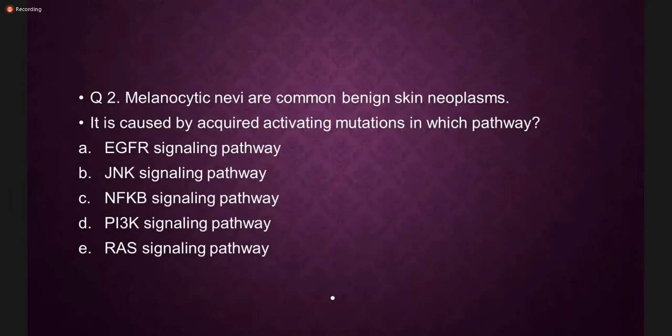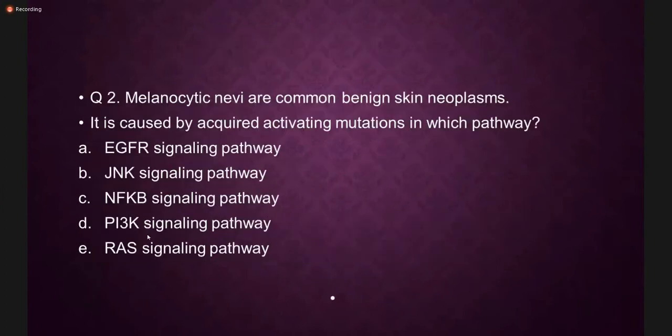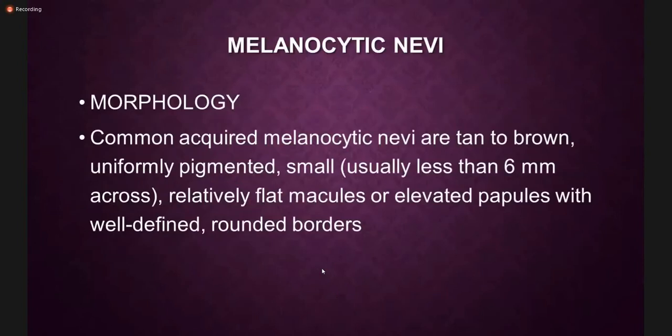So the second question is, melanocytic nevi are common benign skin neoplasms. They are caused by acquired mutations in which pathway? So it is in the RAS pathway, in the RAS signaling pathway.